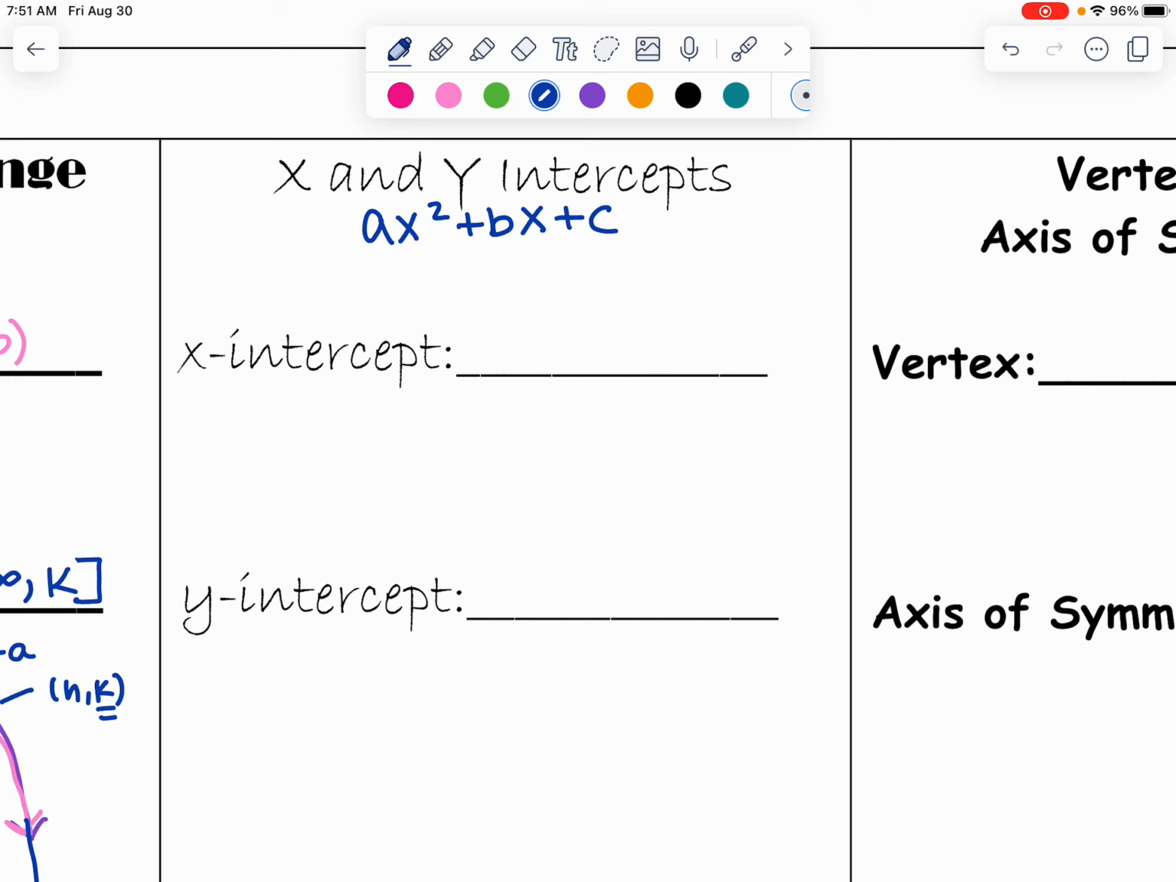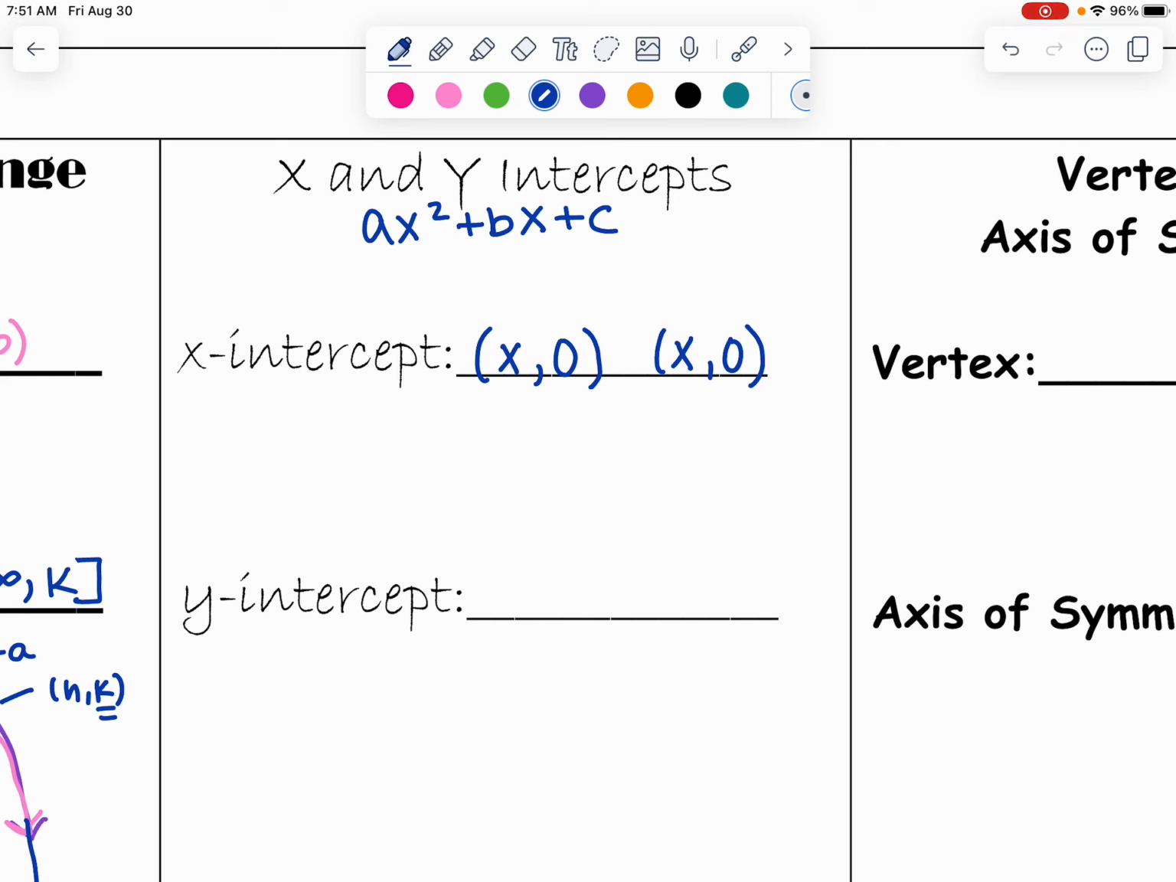The x-intercepts. On a graph, the x-intercepts are where the graph crosses the x-axis. We always write the x-intercepts as x, comma, 0, because at the x-axis, this is where y equals 0. Your quadratic graph could have 2 x-intercepts, it could have 1 x-intercept, or it could have 0 x-intercepts. It all just depends on where it is on the graph.